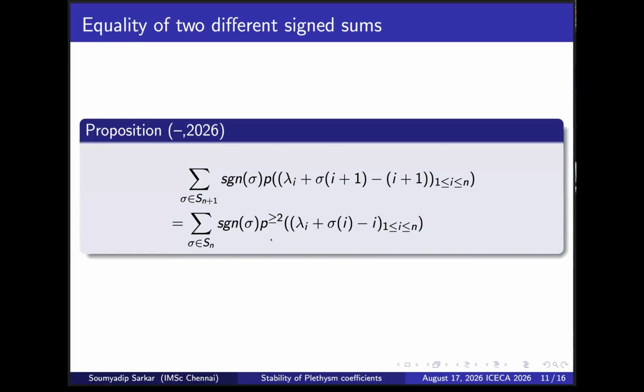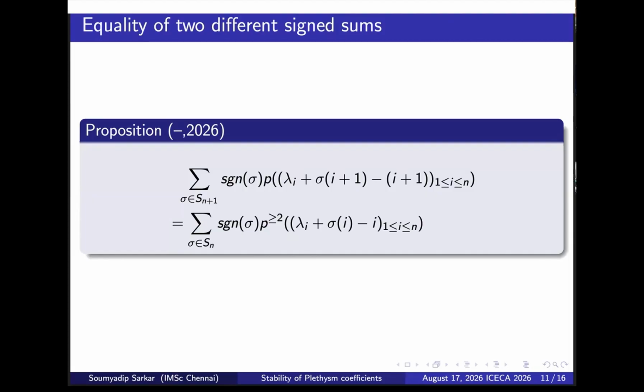I don't know what you are thinking looking at this proposition. Maybe you may find it hard or you may find it easy. But this is an equality of two different sign sums. The left hand sum is over Sn plus 1 and the right hand sum is over Sn. What this is saying is that you sum over sigma, and then you take all possible vector partitions of this vector, lambda i plus sigma i plus 1 minus i plus 1, where i runs from 1 to n. So that is a vector.